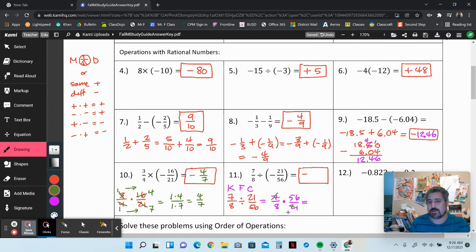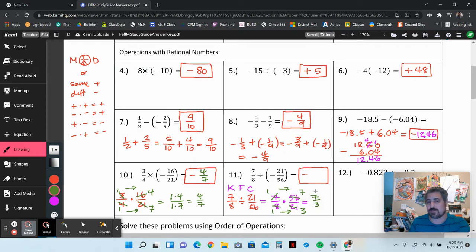So both of those can be divided by 7. 7 divided by 7 is 1, and 21 divided by 7 is 3. And then 8 and 56 are both multiples of 8. 8 divided by 8 is 1, and 56 divided by 8 is going to be 7. Once you're done canceling, multiply across the top, multiply across the bottom, and you're going to get 7/3.